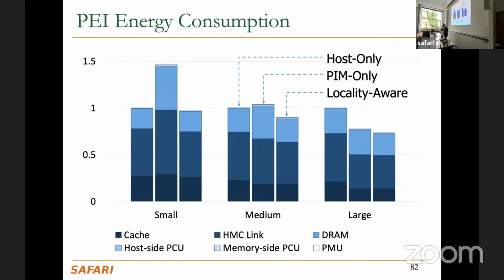Okay, this is all energy consumption. And here you can see that the benefits are really coming from the large input sets. And medium input sets also have some benefit, but not as large as the large input sets over here. And we still get some benefit over here, as you can see, for small input sets.